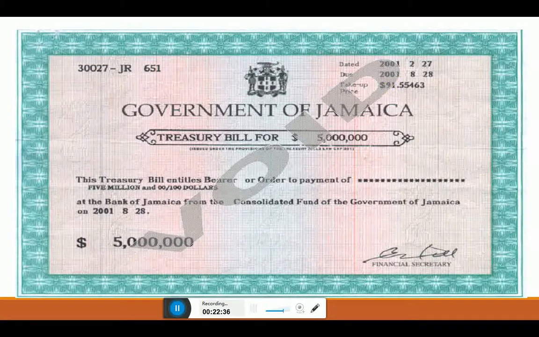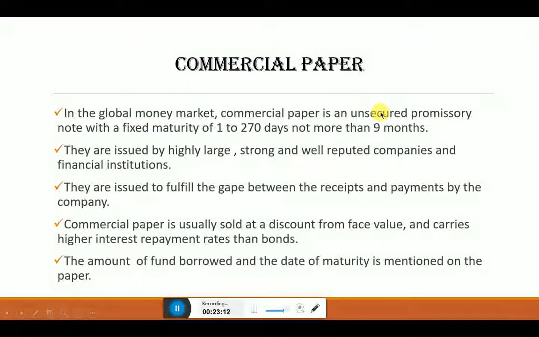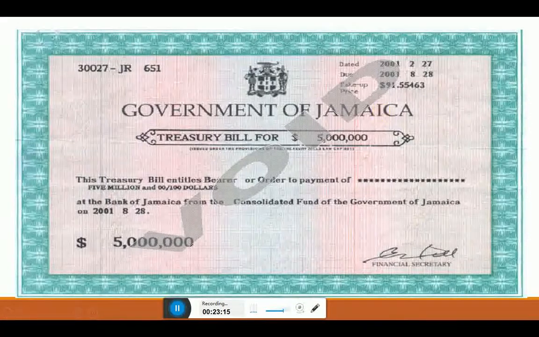So what will happen on the day of February 27th? Government of Jamaica, while selling it, so anyone who is interested in investing money, he'll pay 91,000 less than this face value, and after 1 year he'll be paid 5 million. So sorry, 6 months. So in 6 months he earns 91,000 on the investment of $4,009,000. Okay, that's the specimen of the basically the treasury bill.